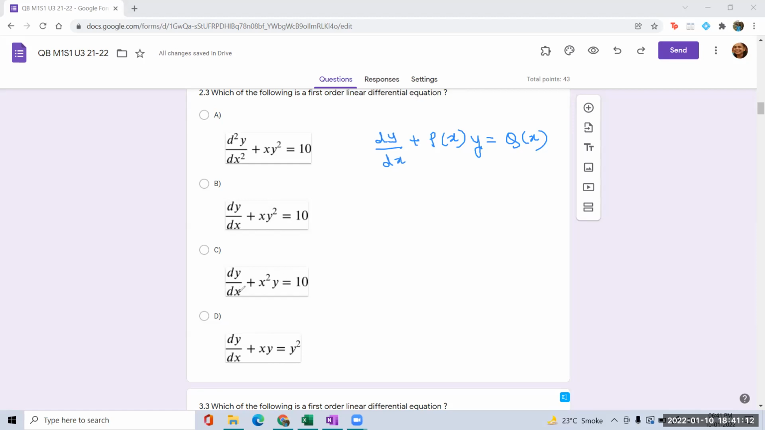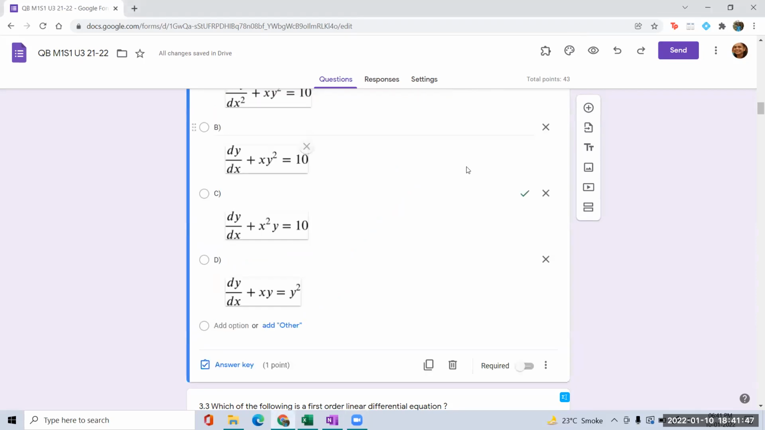So the only form, if you compare, just compare these two. The dy/dx term is there, the P(x) term is x square, the y term is there, and Q(x), that is the right hand side, can be anything. The right hand side can be 0, can be a constant, can be any term of x. No y is allowed on the right hand side, and therefore this is the correct answer. C is the correct answer over here.